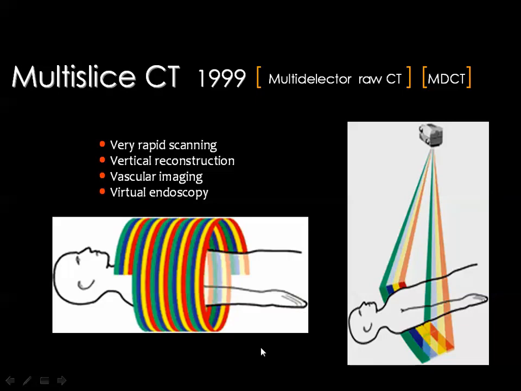As you all know, the extreme value of the multi-detector CT in assessment of the vasculature all over the body, and its value in assessment of the pulmonary vascular lesions. You all know that this multi-slice CT allows very rapid scanning. It allows also vertical reconstruction, vascular imaging in a relatively non-invasive way, and also it allows the virtual endoscopic evaluation.